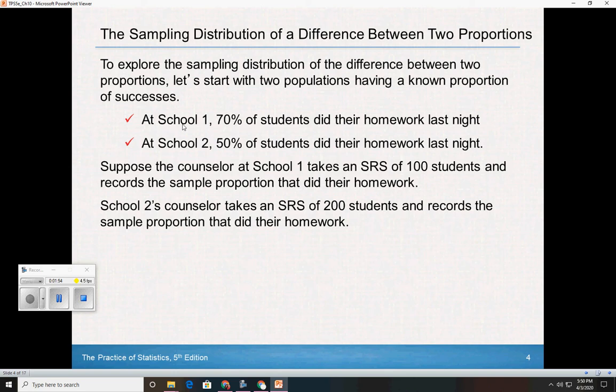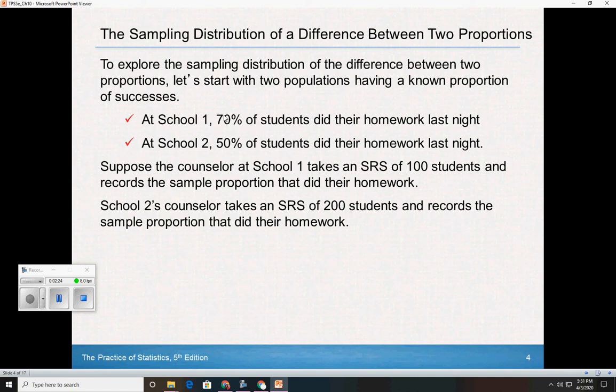So we have one school where 70% of the students did their homework last night, and we have another school where 50% of the students did their homework last night. So the counselors at each school take random samples of students and record the proportions that did their homework. Now notice they took different sample sizes. At school 1, they took an SRS of 100 students, and at school 2, they took an SRS of 200 students. So at school 1, they asked 100 students, hey, did you guys do your homework last night?